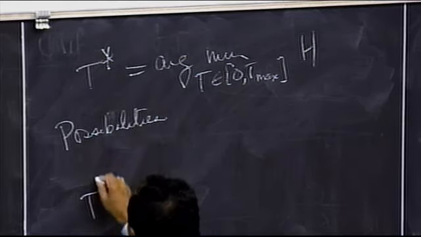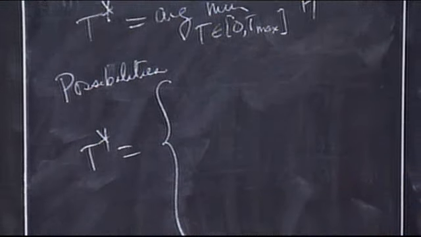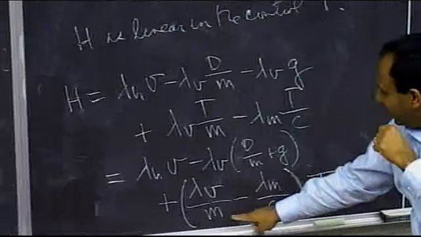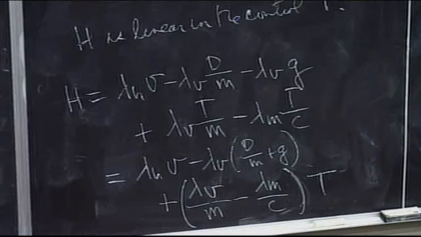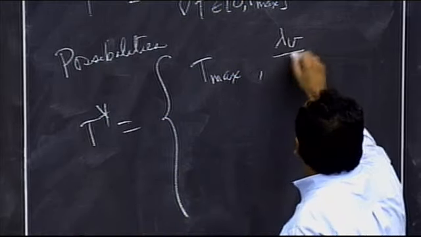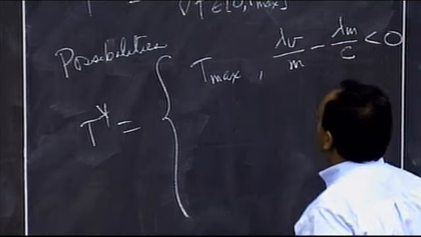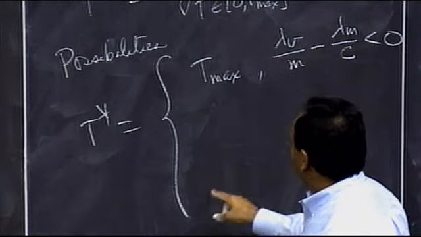So T star is going to equal some possibilities. What happens if lambda sub V over M minus lambda sub M over C is negative? Then what's the optimal control? What minimizes the Hamiltonian? Right. So it's going to equal T max if lambda sub V over M minus lambda sub M over C is less than 0.